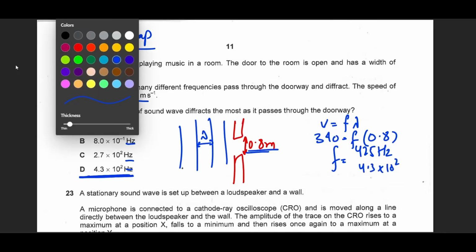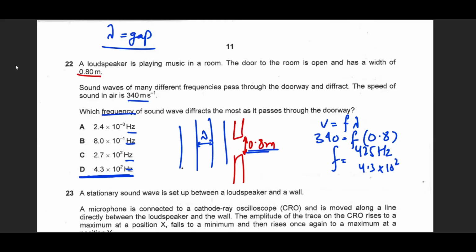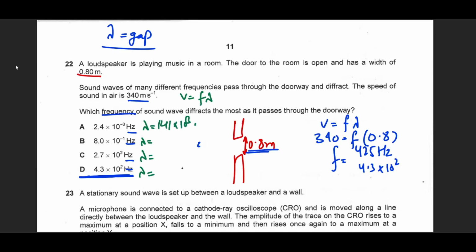This is approach number one. Let's go to approach number two. What could you have done alternatively? You could have calculated the wavelength for each option. Again using V equals F lambda and putting these frequencies in, the wavelength for the first option is 141 into 10 raised to power 3 meters, which is too high. It can't be possible. For the second one, it is 425 meters, which is much greater than 0.8. It's not possible. For option C, this is 1.259, again much greater than 0.8. It's not possible. For this one, we get 0.79, without losing ourselves in the decimal places or rounding off. Since this is equal to or less than the gap width, you will experience the maximum diffraction at this point.